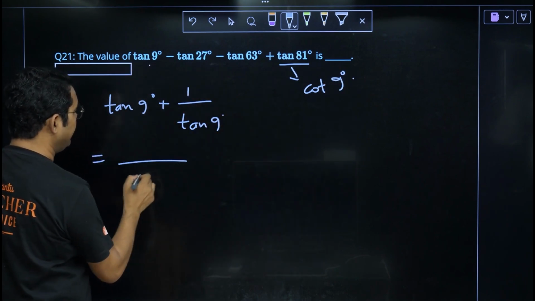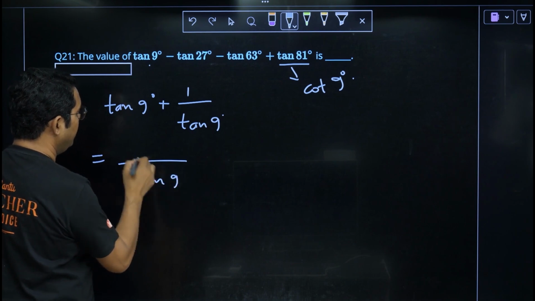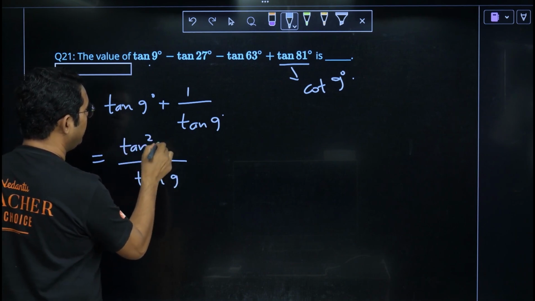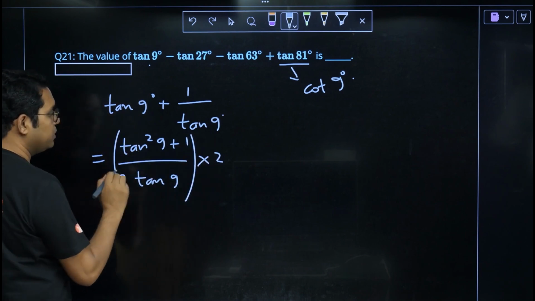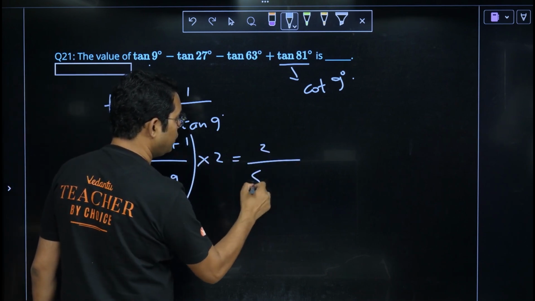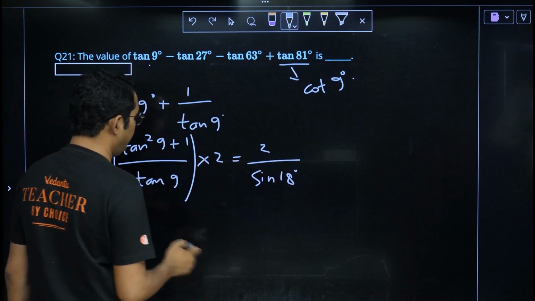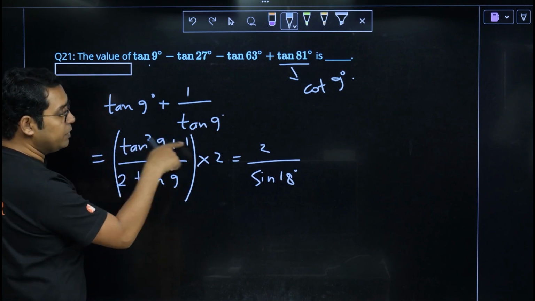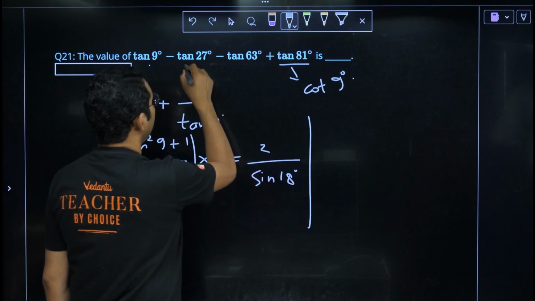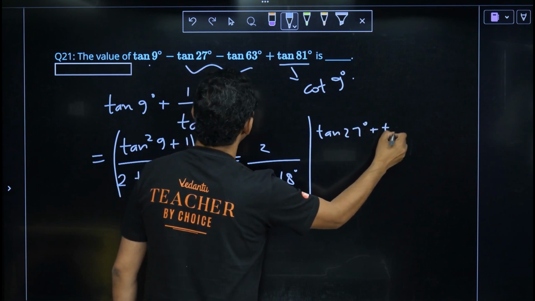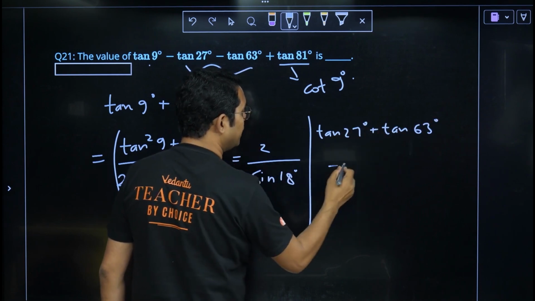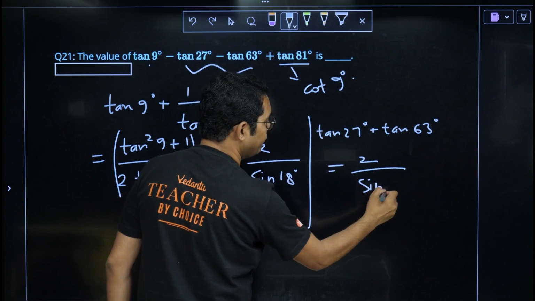If you take the LCM, it will be tan 9 here and tan square 9 plus 1 here. If you multiply by 2 here and 2 here, I think this becomes the formula of sine 2 theta in the denominator: sine 2 theta is 2 tan theta upon 1 plus tan square theta. Likewise, if you add these two, that is tan 27 degree plus tan 63 degree, I will not do the calculation, I will write it directly, 2 upon sine 54 degree.